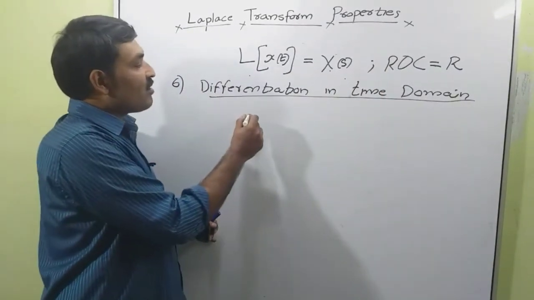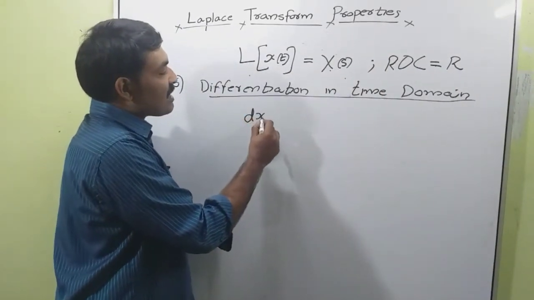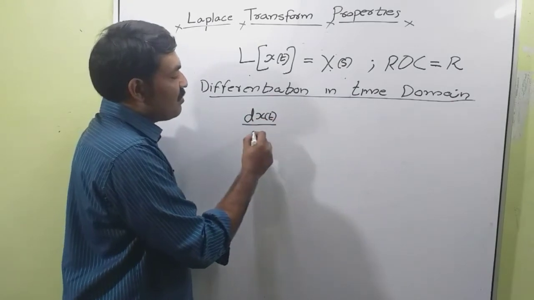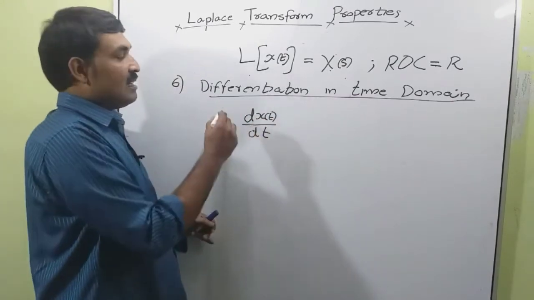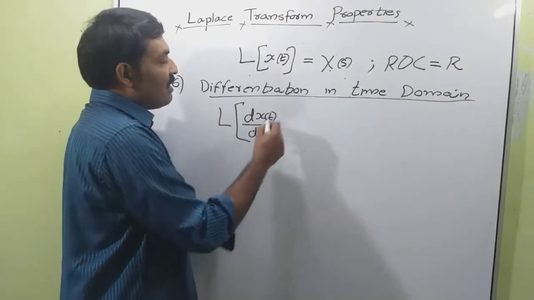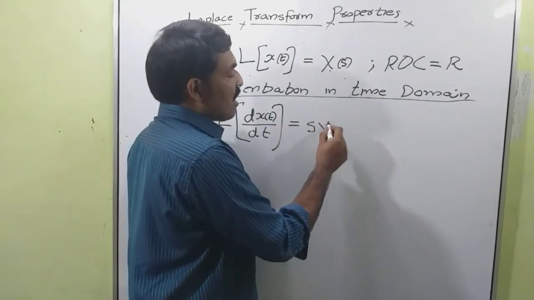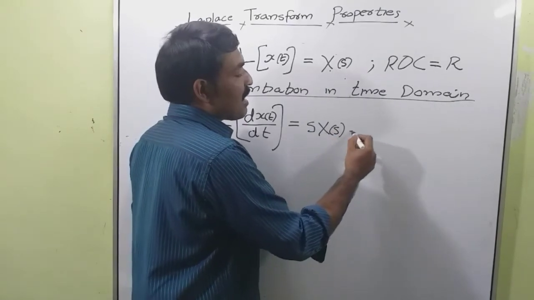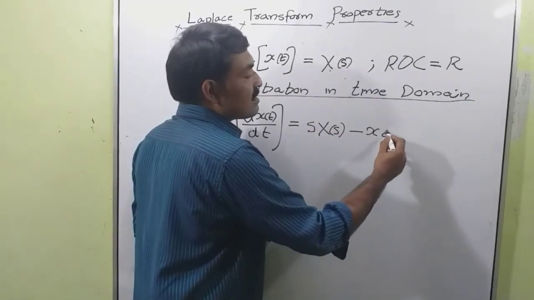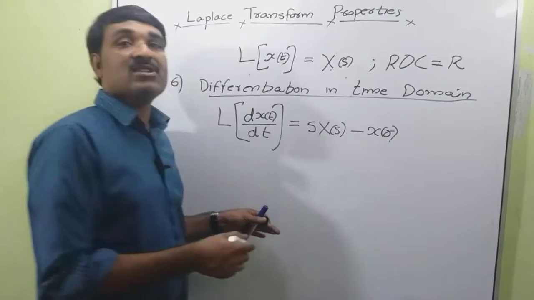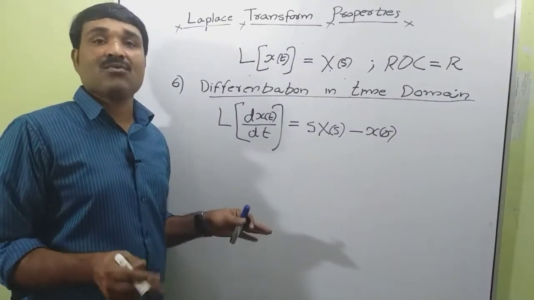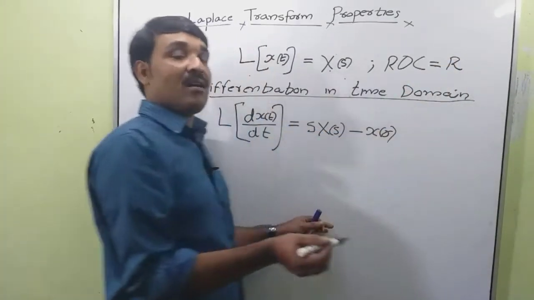Then we want to find the Laplace transform of dx(t)/dt. That means the Laplace transform of dx/dt is equal to sX(s) minus x(0⁻), where x(0⁻) is the initial value of the signal x(t). The ROC is the same as that of R.